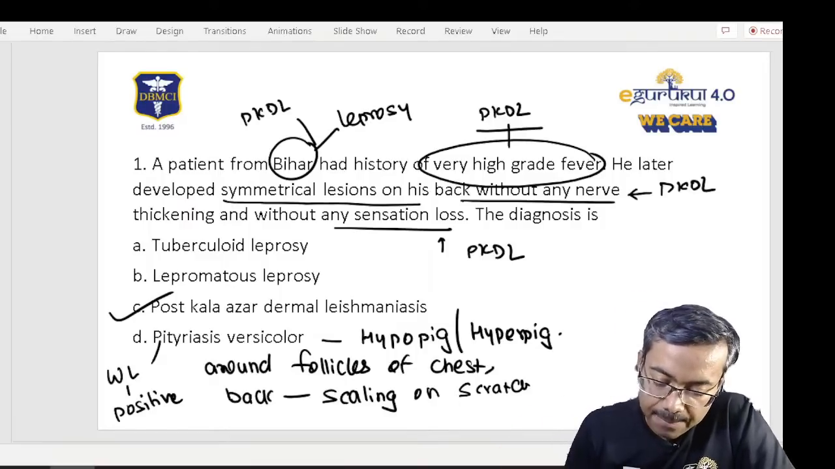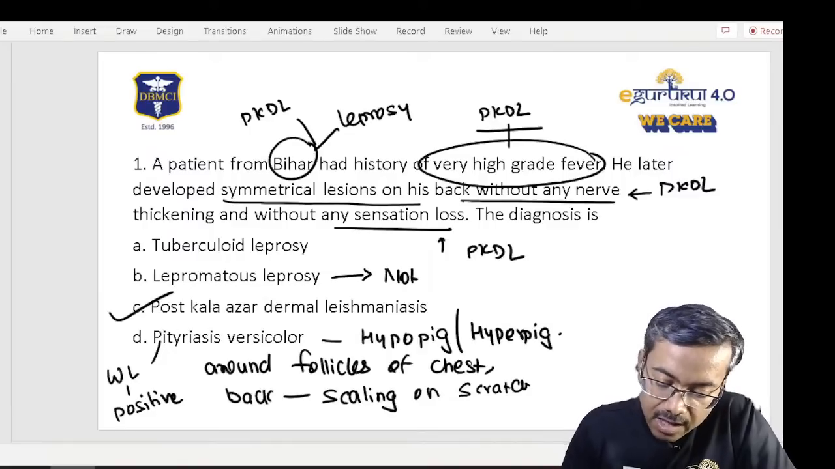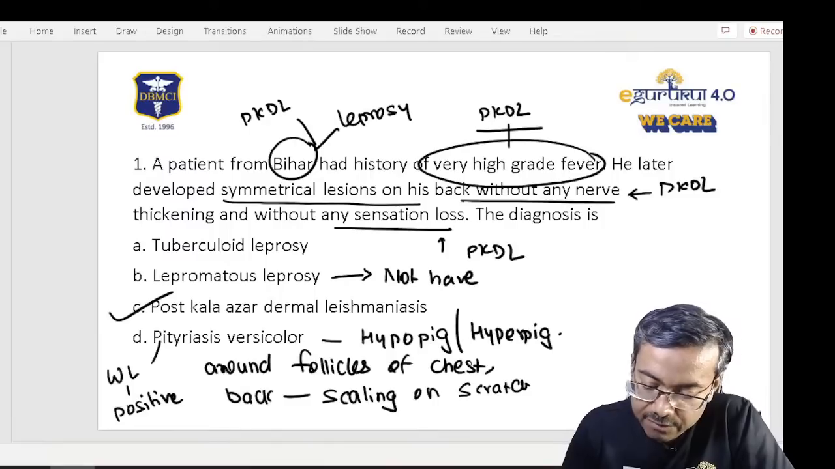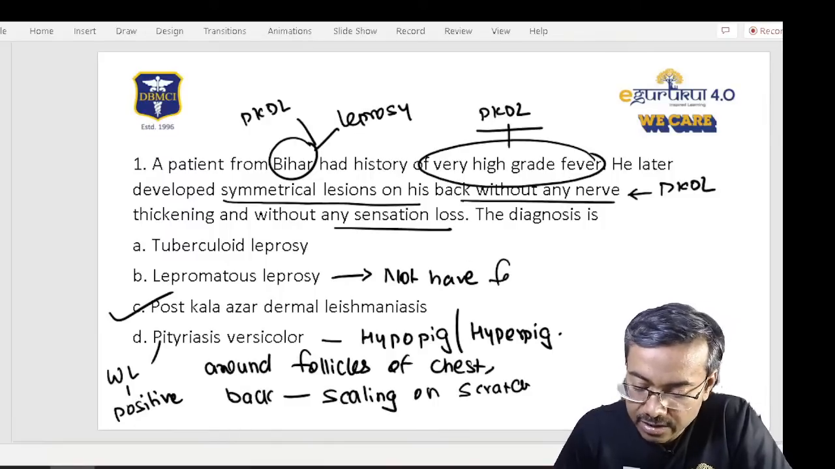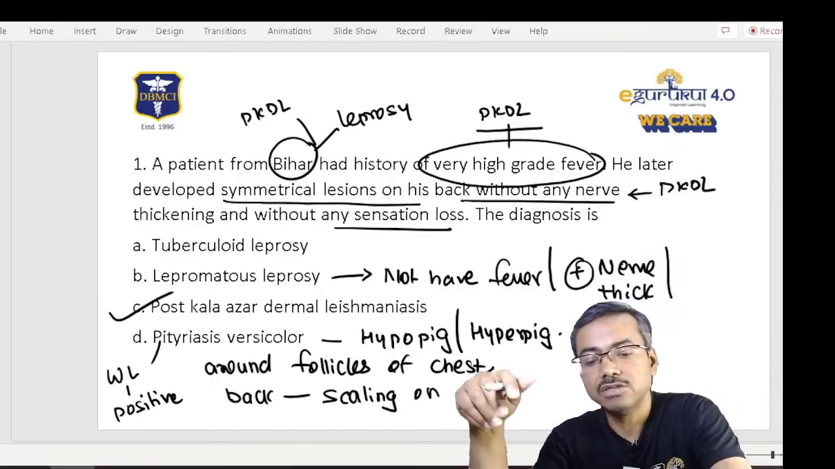Now, lepromatous leprosy typically would not have high-grade fever. That's the first point. I don't think that would be there. Plus, it will also have nerve thickening, no? There will be some nerve thickening, some nodular lesions, all that in LL.